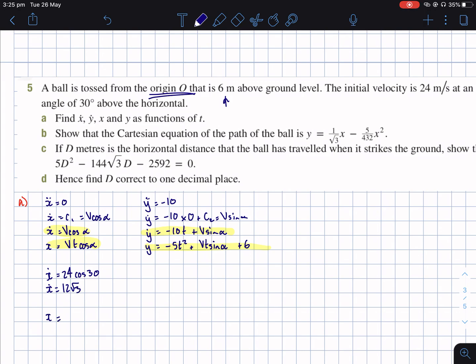X is VT cos alpha, so it's 24 T cos 30, so it's 12 root 3 T. Y is minus 10 T plus 24 sine 30, so sine 30 is a half. We've got minus 10 T plus 12, minus 5 T squared plus 12T plus 6.